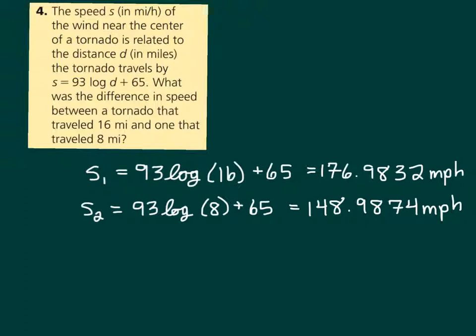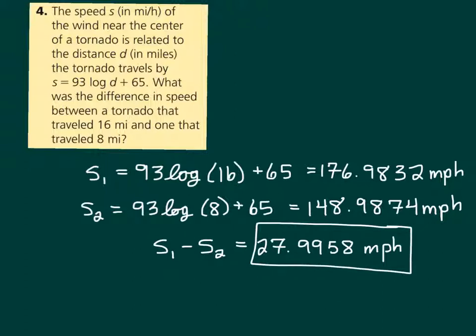So you revisit the word problem, and you say, oh, all they want is the difference. So you find out what S1 minus S2 is. You plug that in and you get 27.9958 miles per hour. Okay? So the tornado that traveled 16 miles was going 27.9958 miles per hour faster than the tornado that traveled 8 miles.